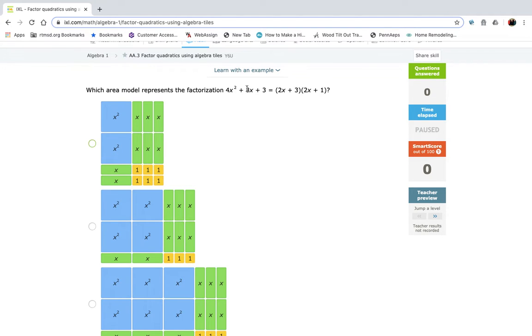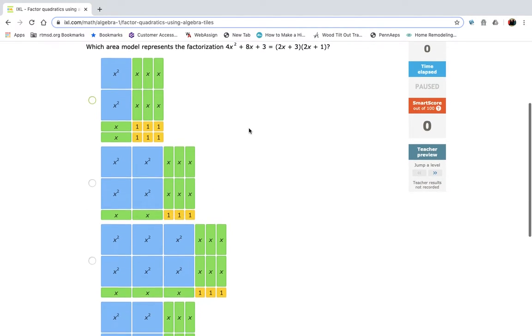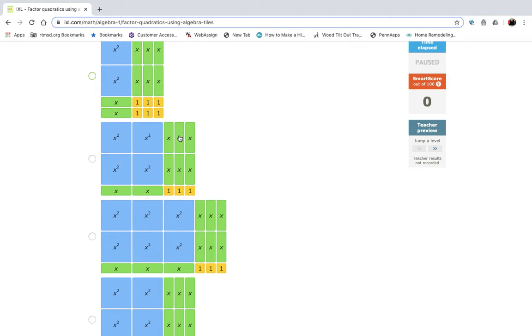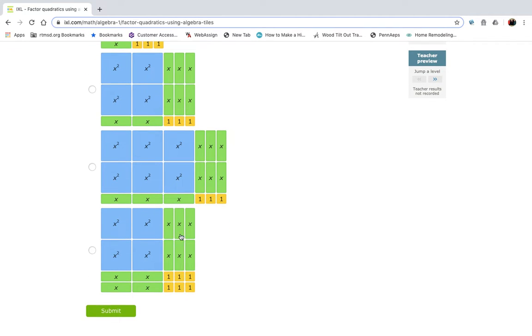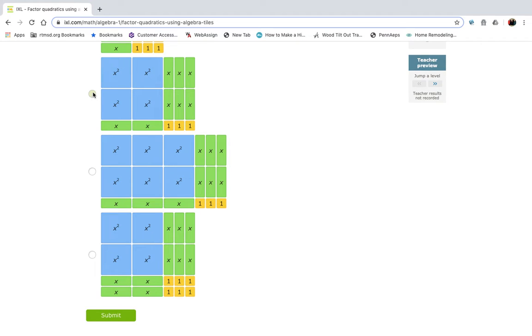Now I'm looking at 8x. So that means I have to have 8 of the green ones. So this is 1, 2, 3, 4, 5, 6, 7, 8. The fourth one has 1, 2, 3, 4, 5, 6, 7, 8, 9, 10. So I know my answer has to be A.